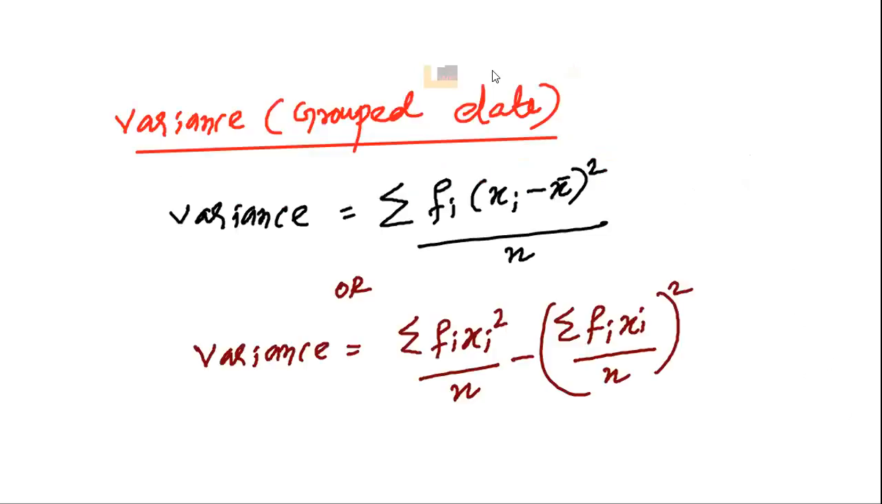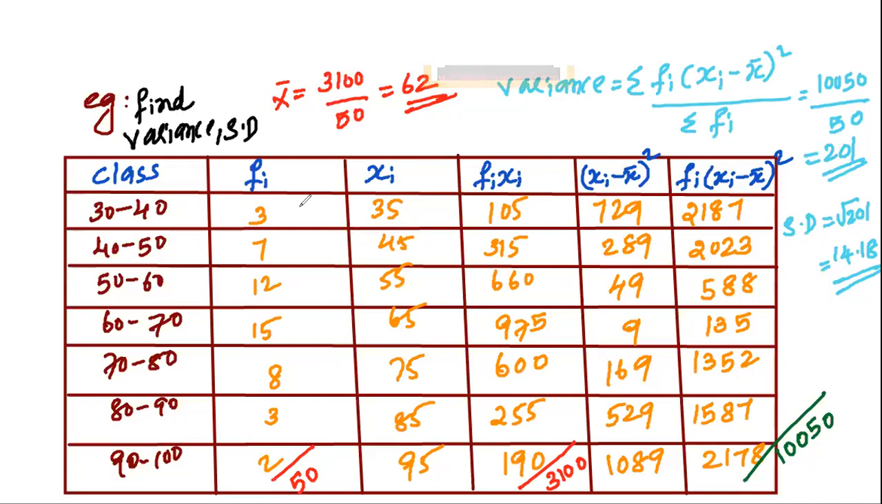Now let us discuss the variance of grouped data. Two formulae are there. You can use either one of them, no issues. The first formula is sigma fi into xi minus x bar all squared divided by n. The second formula is sigma fi xi square divided by n minus sigma fi xi divided by n, all squared. These two formulas we can apply for finding the variance of grouped data. Let me do an example for you.